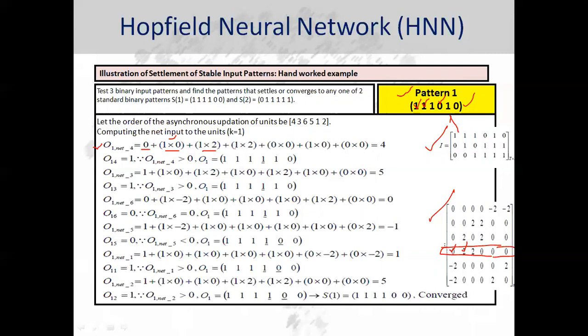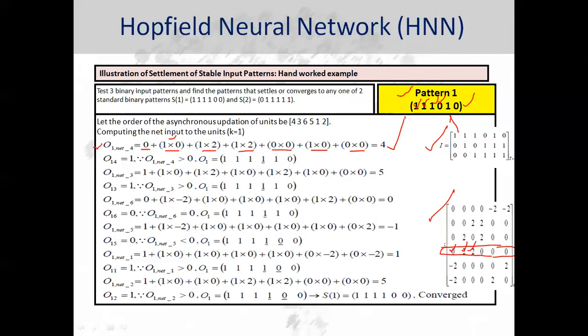Multiply them both. Again, the third feature value is 1. Pick up the third weight from this vector, which is equal to 2. So it will become 1 into 2 and so on. Just keep on adding the terms and calculate the final sum, which is equal to 4. Now we have calculated the input sum at the fourth neuron.